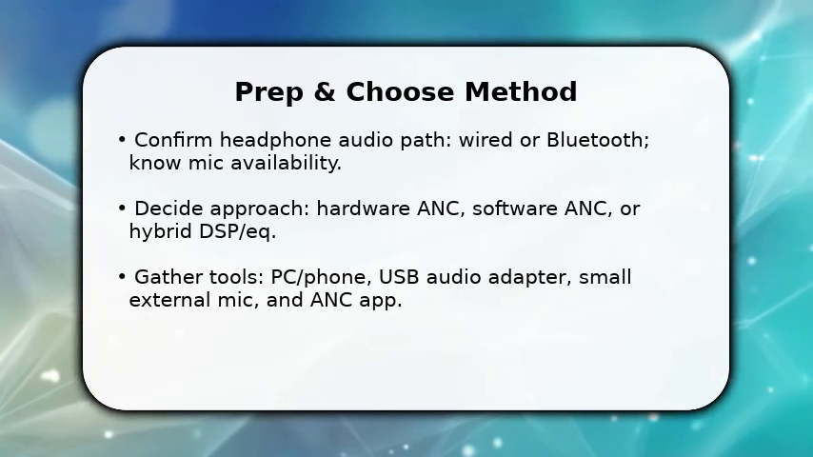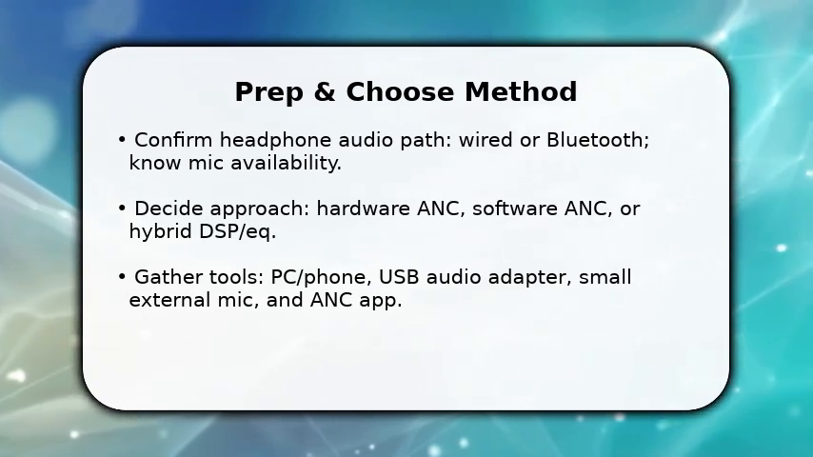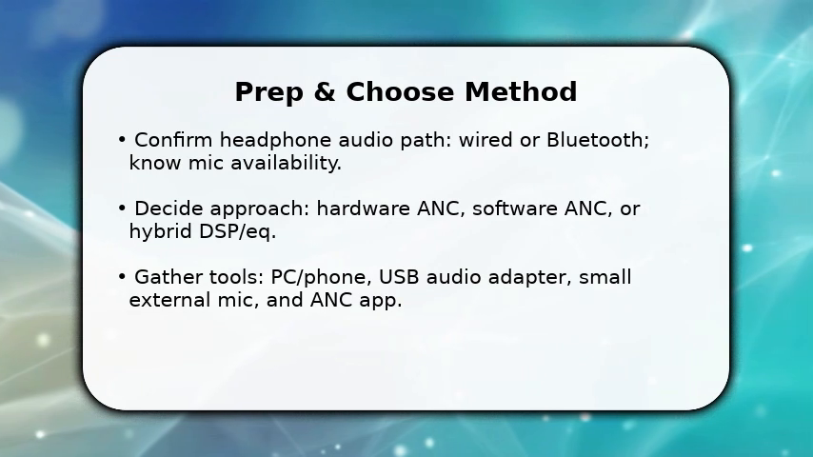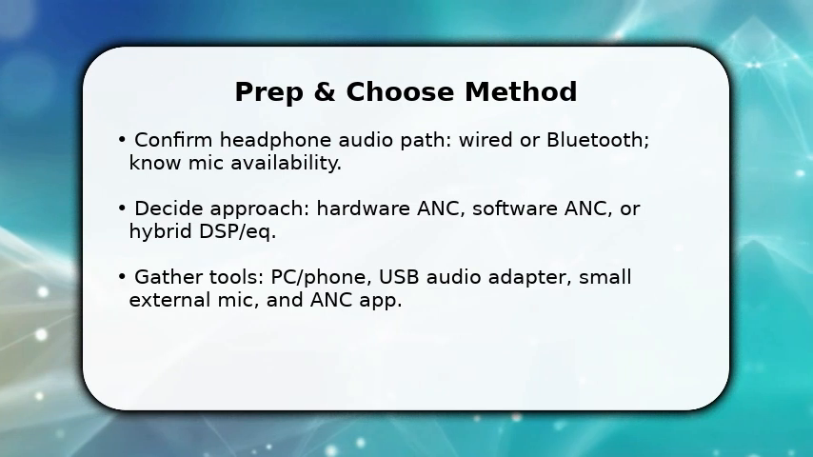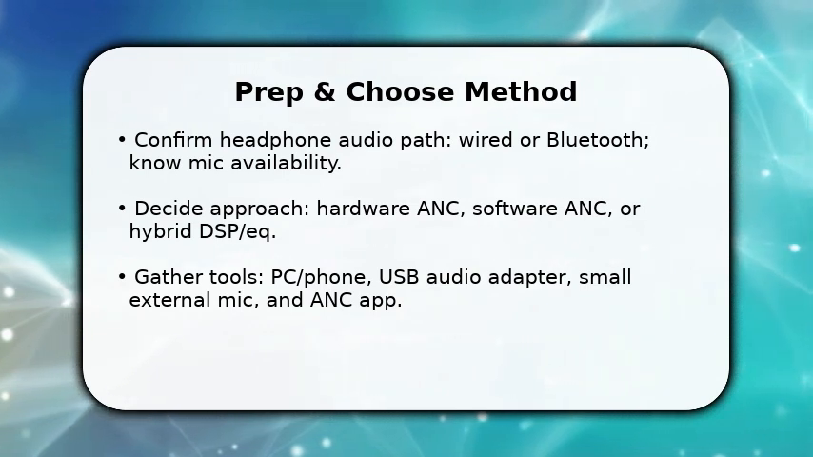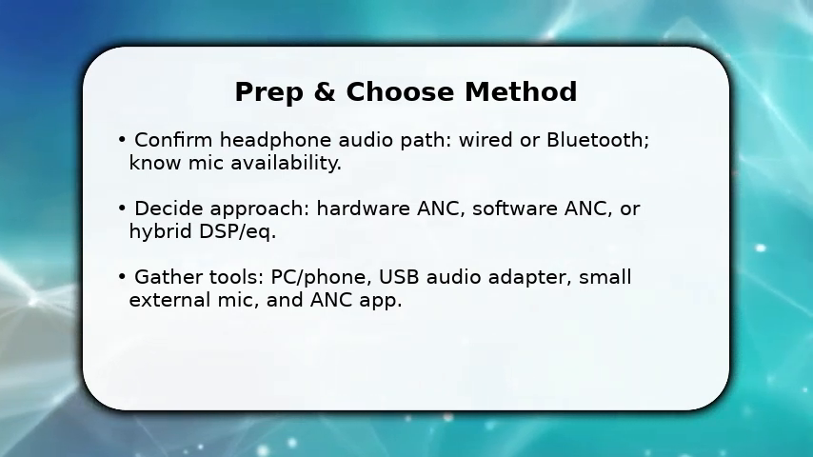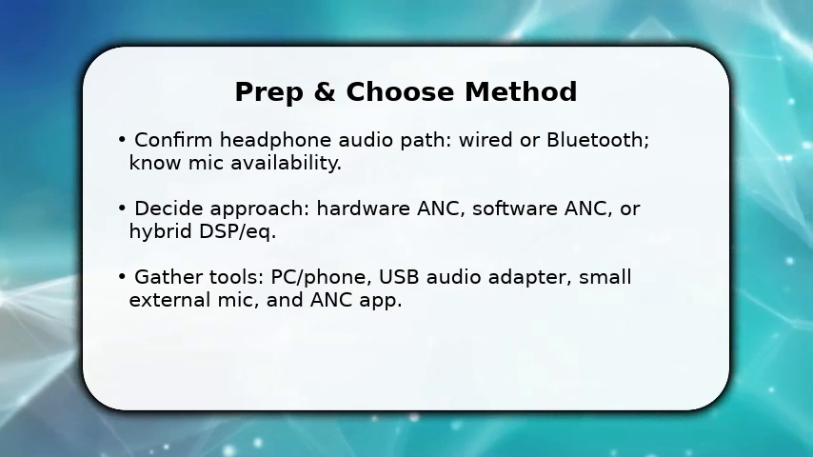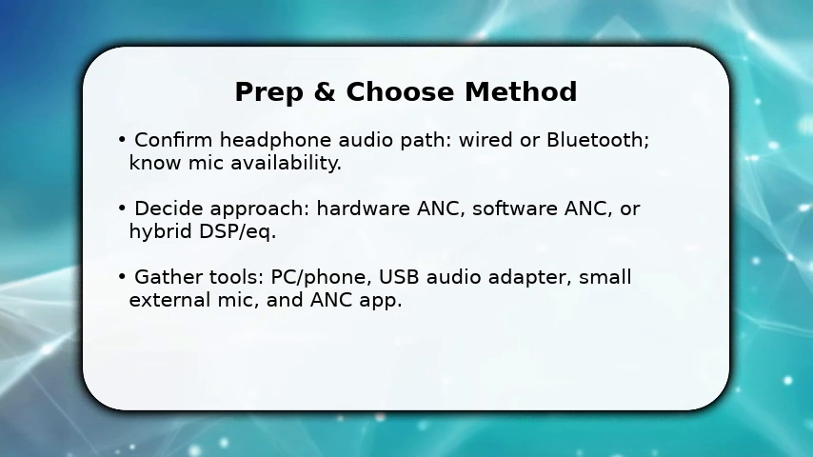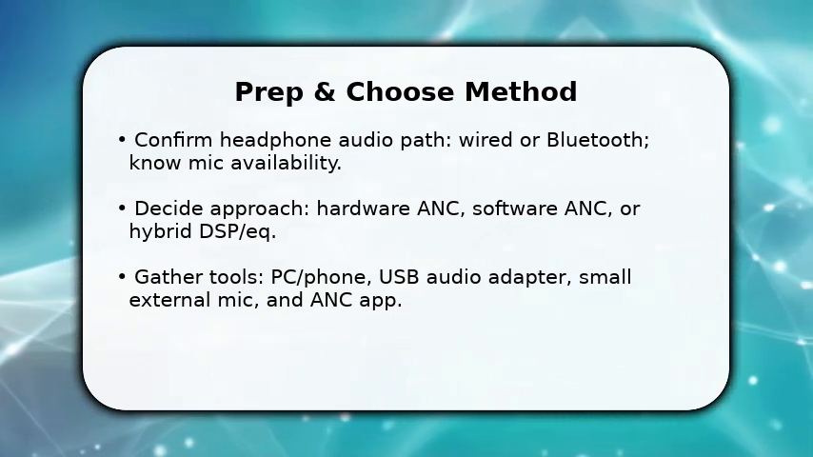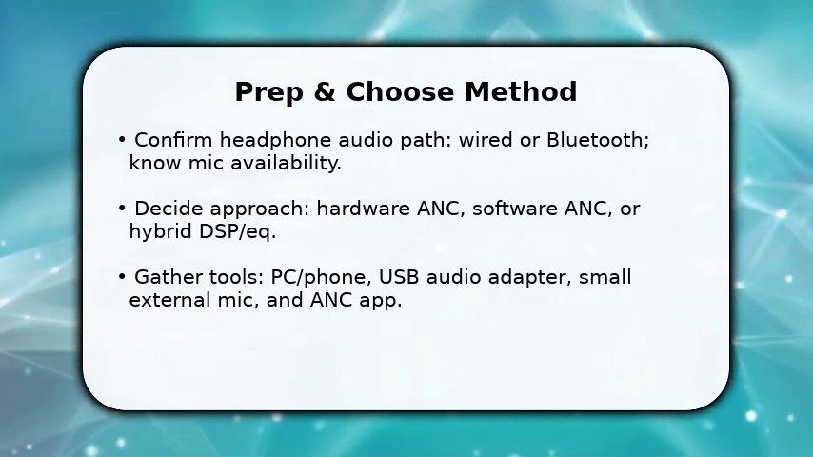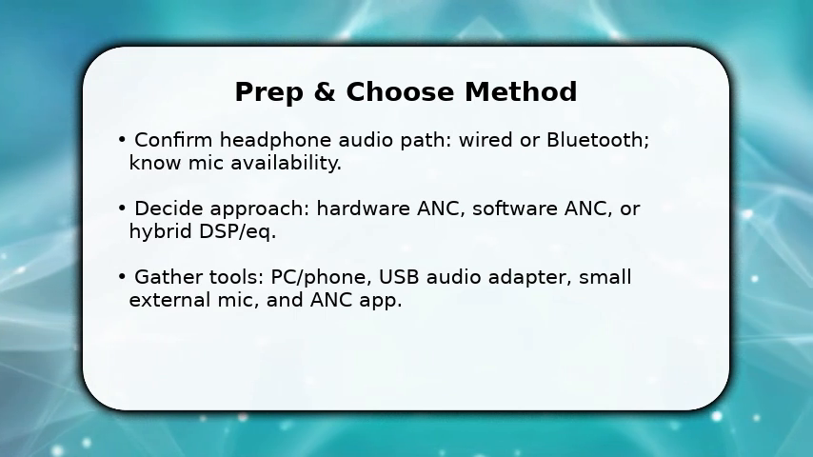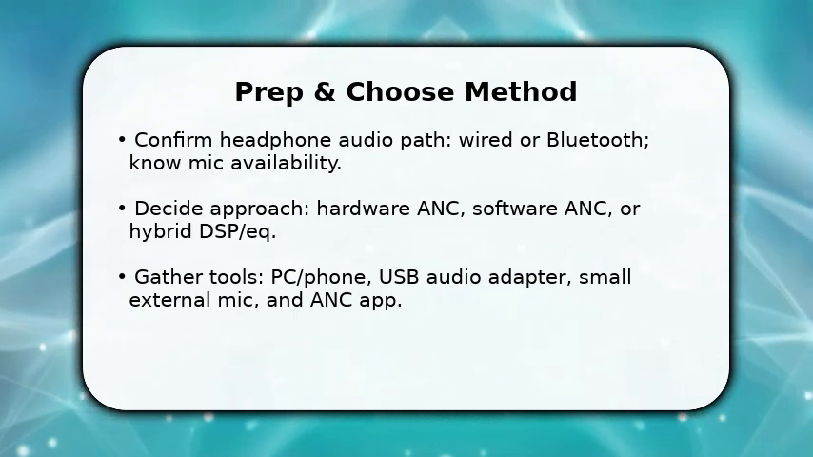Enjoy the video. You start by identifying the physical audio path and available mics. This determines which cancellation method will work. If your headphones are wired, you can use a PC with a USB DAC and an external mic. If Bluetooth, prepare your phone and a pairing workflow. Once decided, install the chosen ANC or DSP app and have a small omnidirectional mic ready to pick up ambient noise. This setup phase saves retries and lets you focus on tuning rather than troubleshooting later.